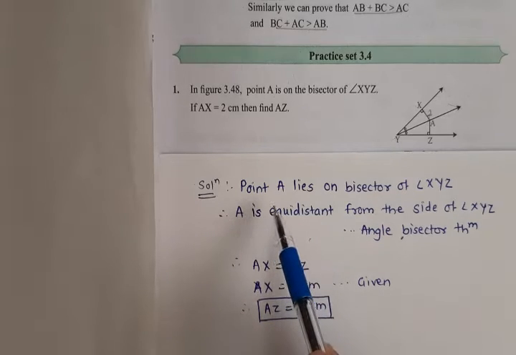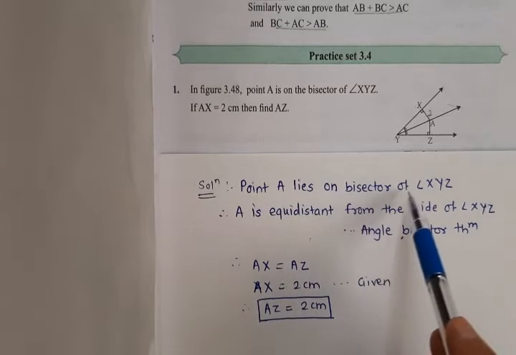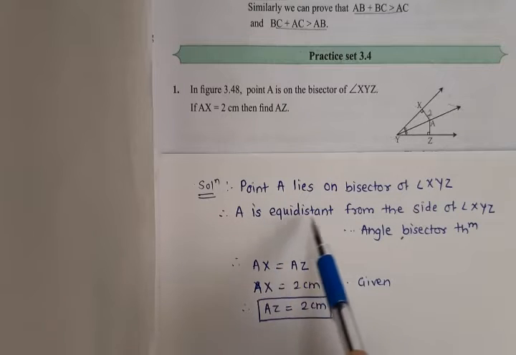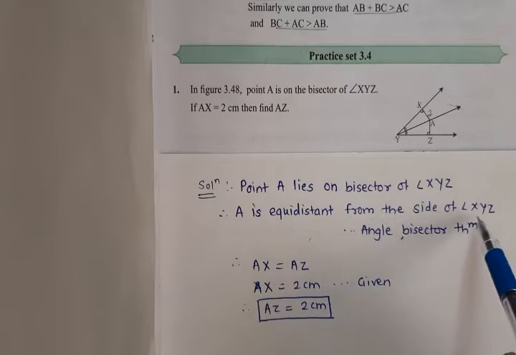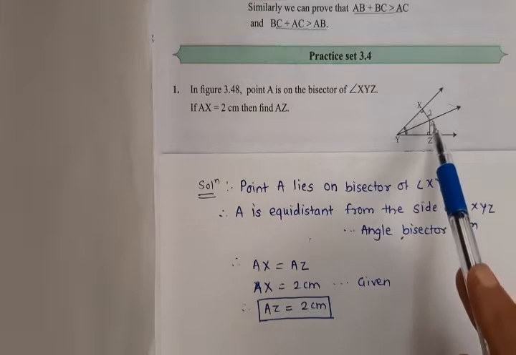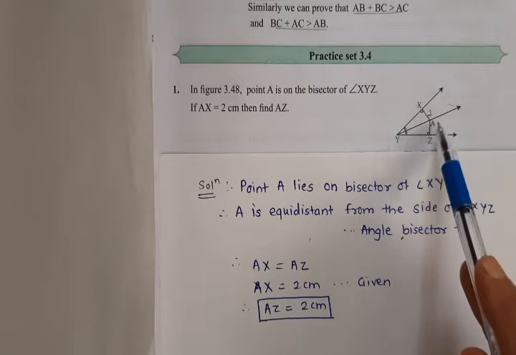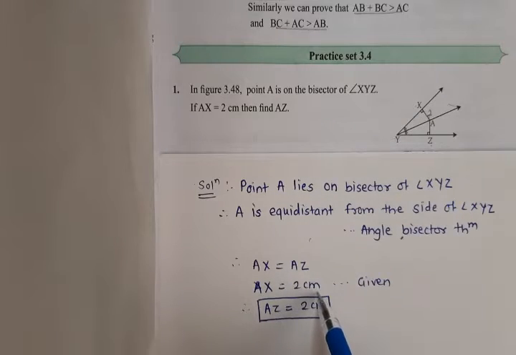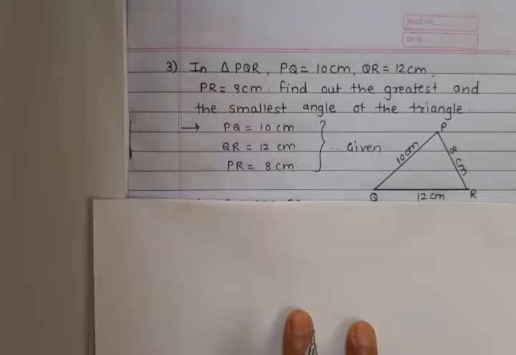Now see the solution. Point A lies on the bisector of angle XYZ. It is given. That means A is equidistant from the sides of angle XYZ according to the angle bisector theorem. That means we can say that AX equals AZ. But the distance AX is given as 2 cm. So the distance AZ is also 2 cm. Okay, understood? Now we will discuss the next example.